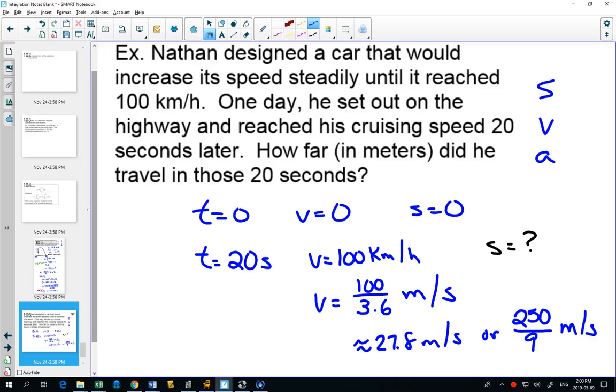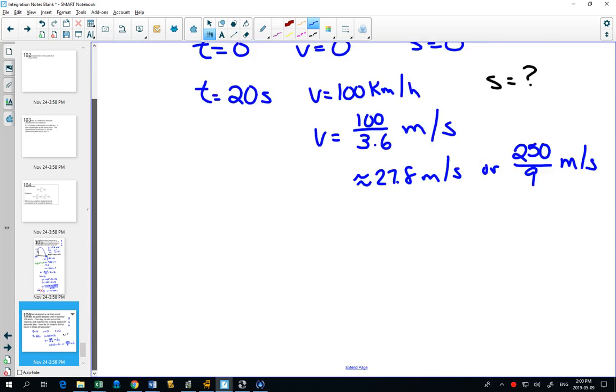What does it mean in that first sentence when it says designed a car that would increase its speed steadily? The acceleration is constant. Okay? So this is what I know. The acceleration is something, but I don't know what it is, but it stays the same. It doesn't change. What letter would you like to use? Constant starts with a K.